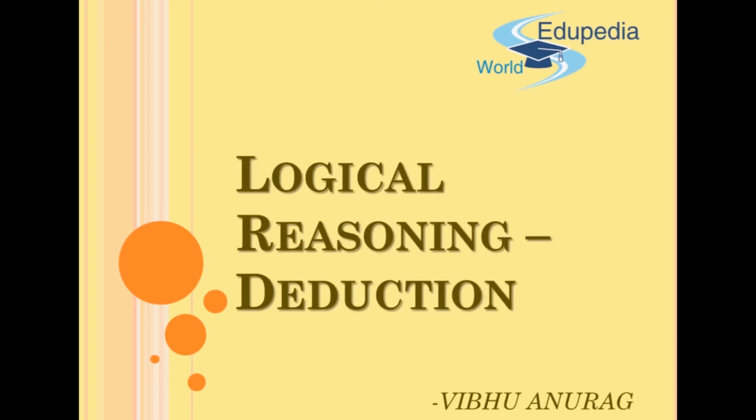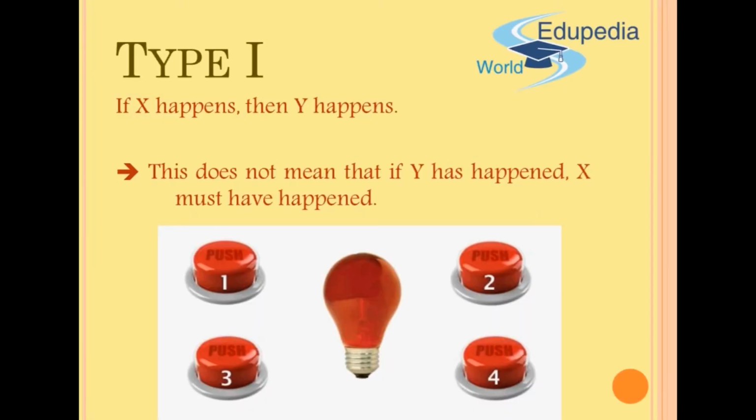Now, in deductions, you have a lot of ways of thinking about a problem logically and thereby arriving at a solution to those problems. In this video, we'll take a look at a few such logical streams. So the first type of problems, the logic is that if X happens, then Y happens. So basically, X is the cause of Y. However, this does not mean that if Y has happened, X must have happened.